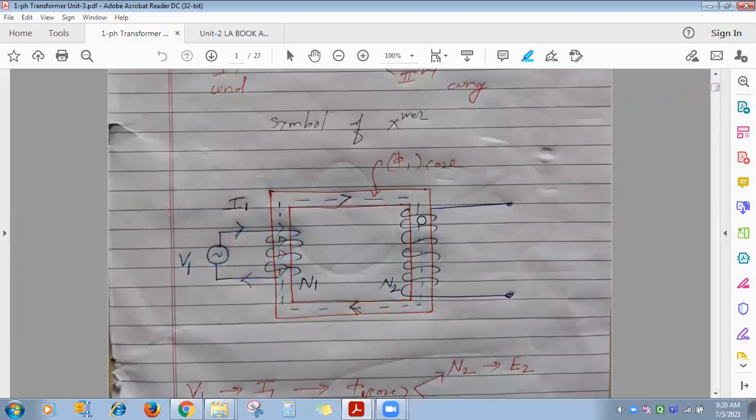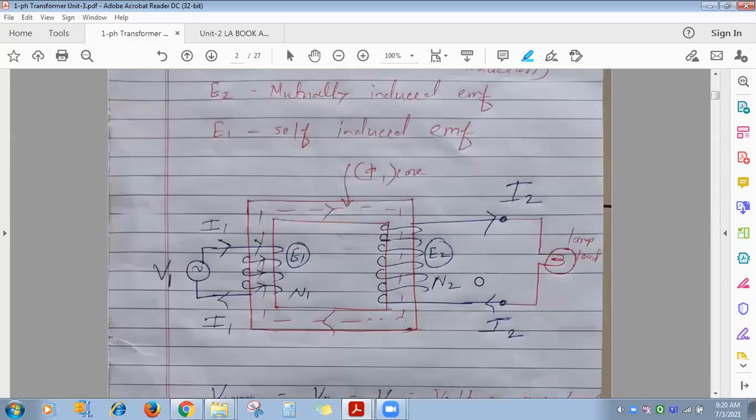Now this changing magnetic field comes in contact with N2 number of turns. So as per Faraday's law of electromagnetic induction, EMF gets induced in secondary winding. Now if the circuit is open, no current will flow, but if the circuit is closed, current will start to flow through secondary. It means it transmitted electrical energy from primary to secondary with the change in voltage and current, but frequency remains constant. Up to this, everyone got its working principle.